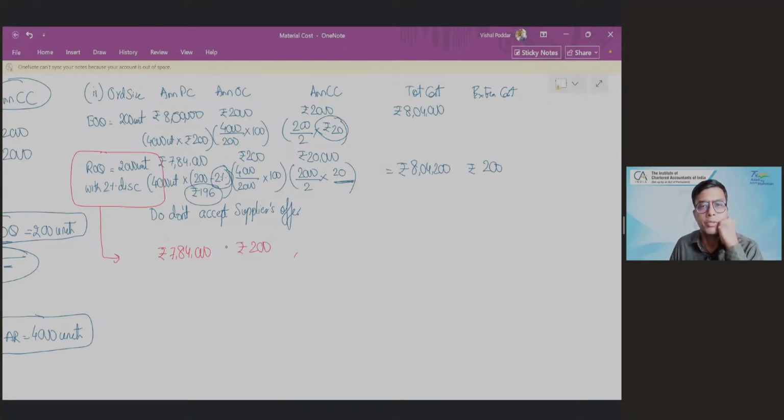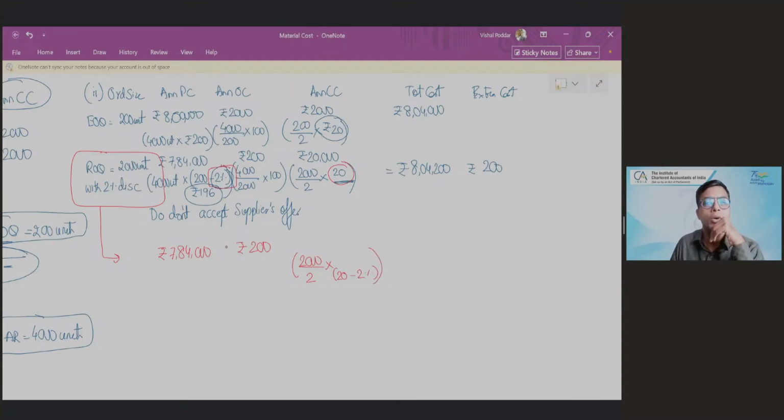But this working will be 2000 order size upon 2. This is for my average stock, and into. Now, if I am saying discount is affecting carrying cost, what does that mean? Like how I had discount here, my carrying cost should also be reduced by the discount.